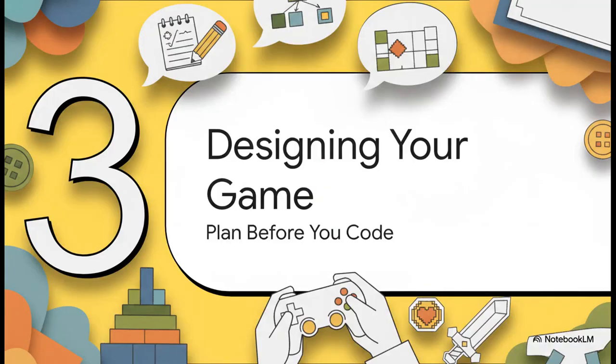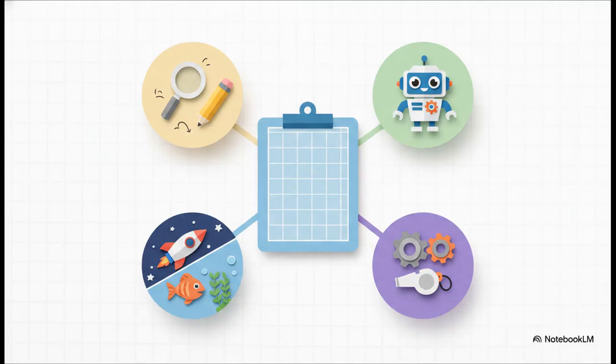Section 3. Designing your game. Plan before you code. Okay, before you even touch a single block of code, you need a game plan, a brainstorming checklist. First up, you plan the details.